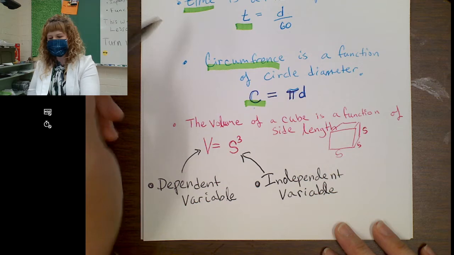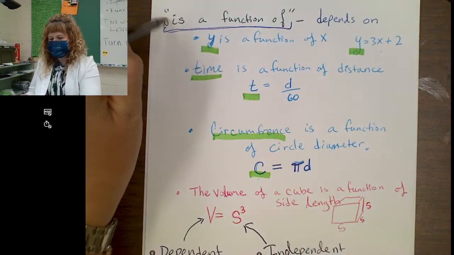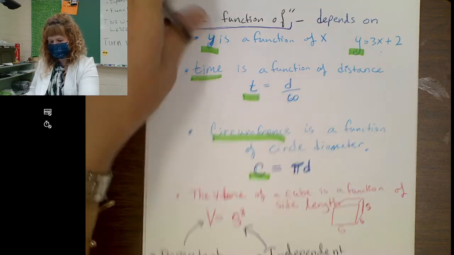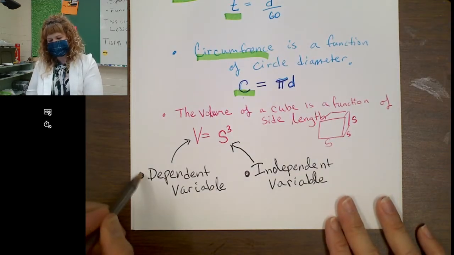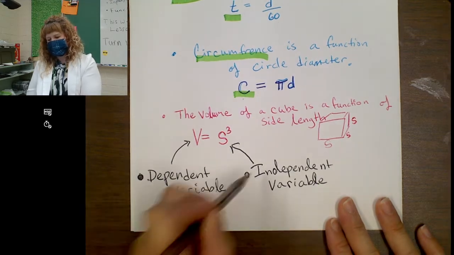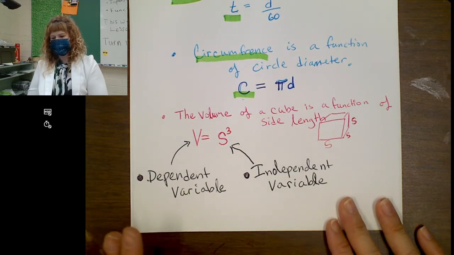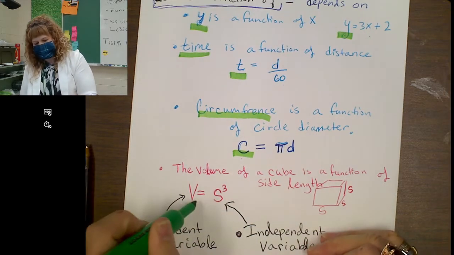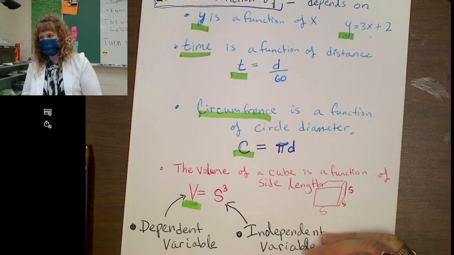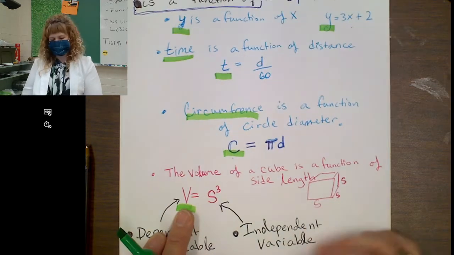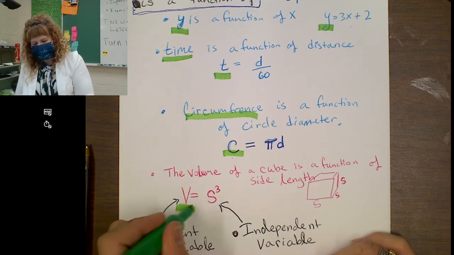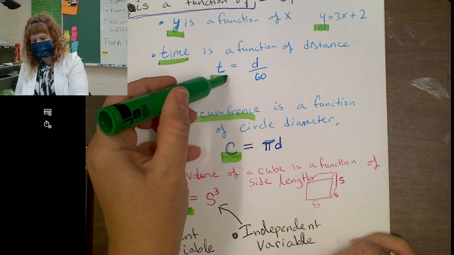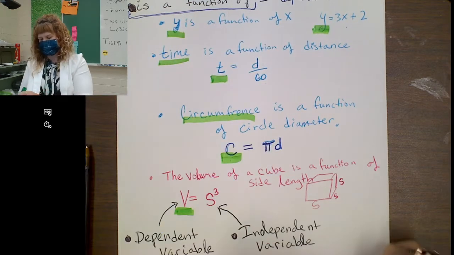Okay, so far you have learned the expression "is a function of," which means "depends on." You have learned dependent variable and independent variable. I want you to be sure and notice the dependent variable comes first. That is what your answer will be. You'll see why later. The dependent variable comes first. Make sure you notice that.